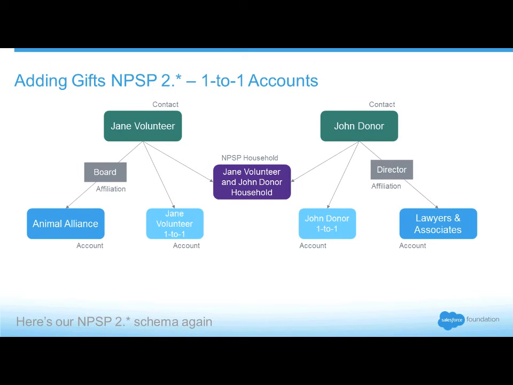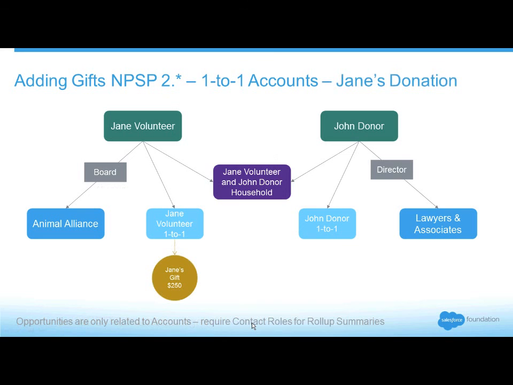Okay, so here's another basic rule of Salesforce. And this is another reason why you need to care about your account model. And that's because an opportunity, a gift, a donation, or a grant, can only be related to an account. Wait. When I create an opportunity, I see the contact's name in the account field. I thought that was the contact record. I'm confused. That's okay. Let's break it down using Jane and John's data.